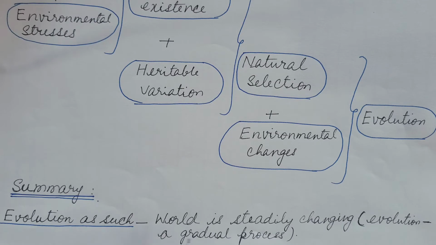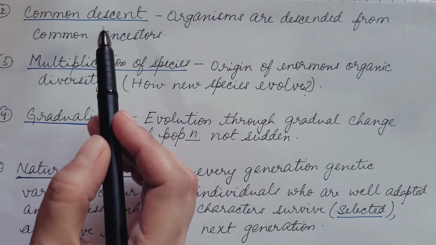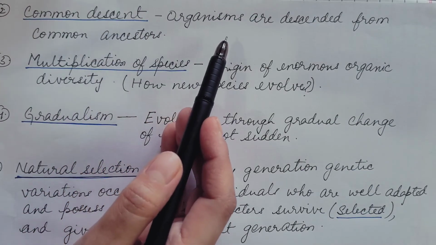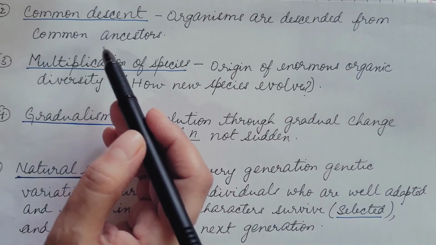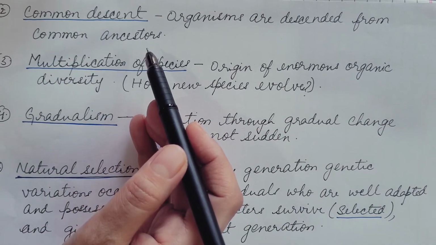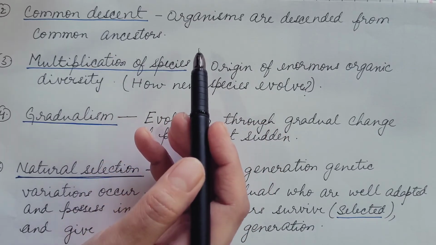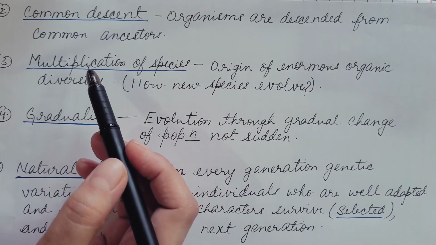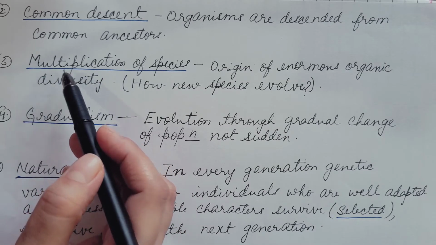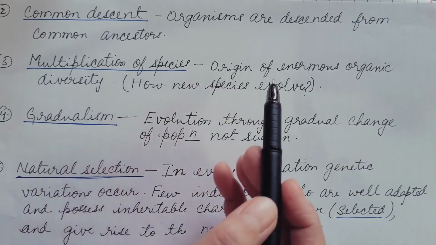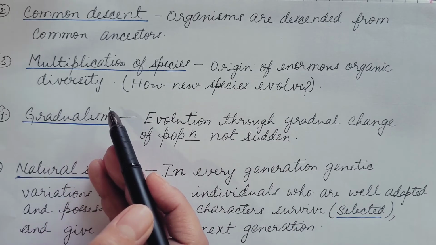Evolution as such: the world is steadily changing. That is, the world is not constant. Hence, we can say that evolution is a gradual process. Second is common descent. Organisms are descended from common ancestors. Organisms of every group are descended from common ancestors, which we will discuss in detail later. Multiplication of species, origin of enormous organic diversity.